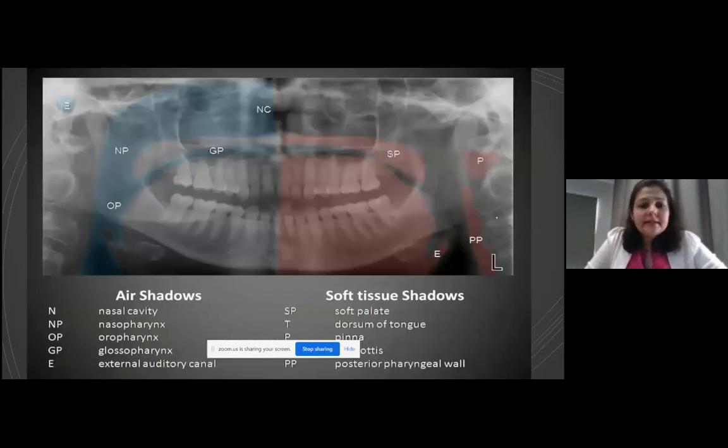Okay. Right, so these are the air shadows. I've taken this picture from the internet, which shows you the nasal cavity, the glossopharynx or the soft palate, the oropharynx, nasopharynx, the external auditory meatus, the epiglottis and the posterior part of the pharynx. All of these shadows actually superimpose over the X-ray and may give you a slightly confusing image, but you need to understand that this will always be there, because you can't take those structures out and take an image, because remember, we're doing two-dimensional imaging.